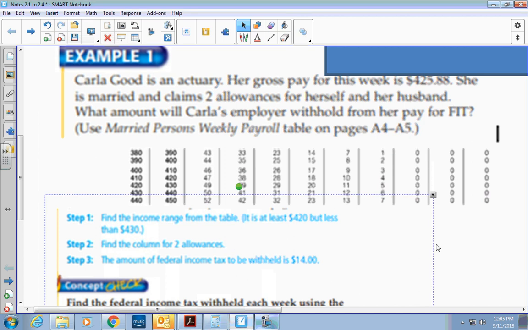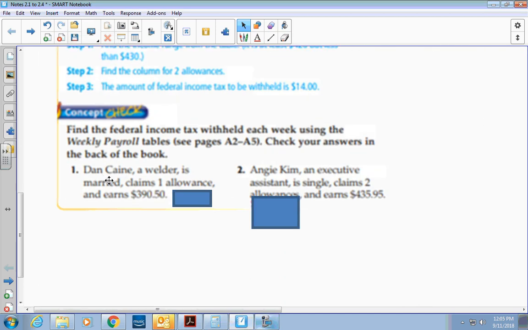Okay, so the next part is for Dan. If we look under the chart under married with 1 allowance, for the 390, that should give us $18, and it's written right on your paper too. Right. And then Angie, you guys need to make sure you can look up Angie. She's single and claims 2 allowances. Make sure you can find the 31 underneath 400 from 430 to 440.